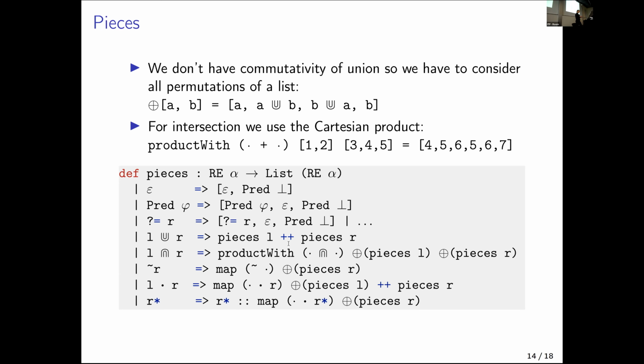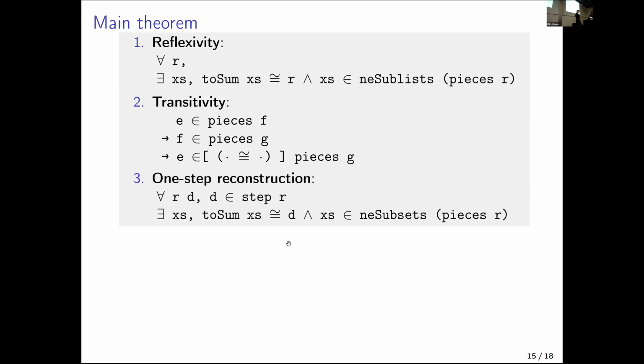And the rest of the cases are pretty straightforward. I mentioned that for intersection, we have to do this computationally intensive operation. And the O+ is here because we are considering this slightly more restricted notion where we don't have commutativity. So now we can move on to the main theorem.